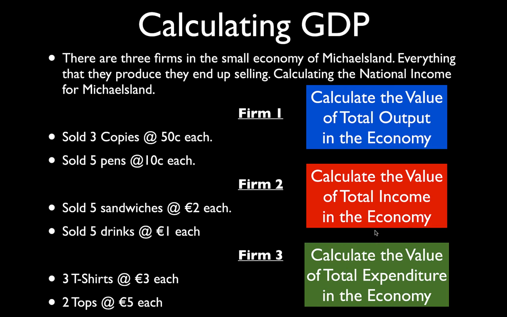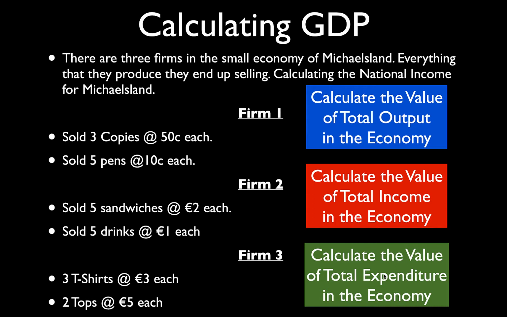Now, if we work out the total value of income, how do firms earn income, or revenue more accurately? What they do is they sell their output. So if there is a transaction between me and you, and I give you €10 for, I don't know, your sandwich, all right?